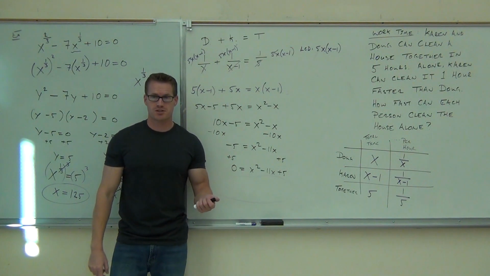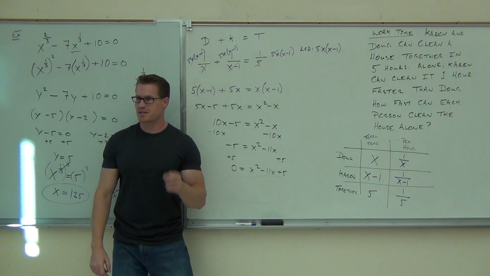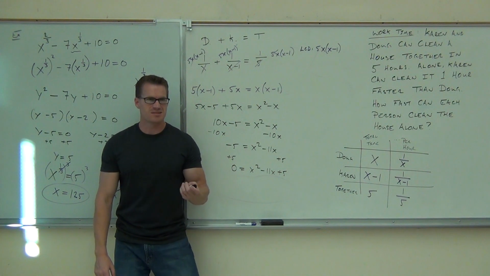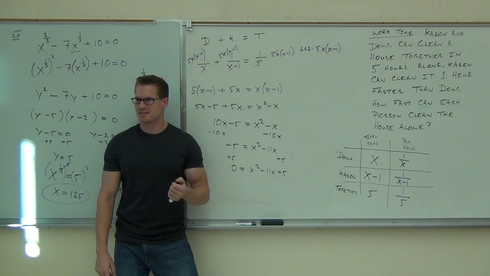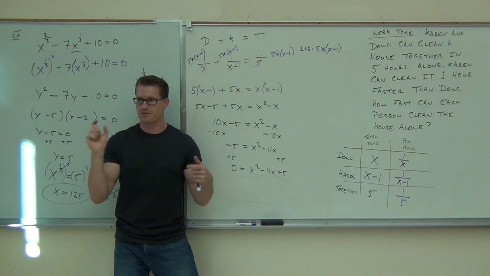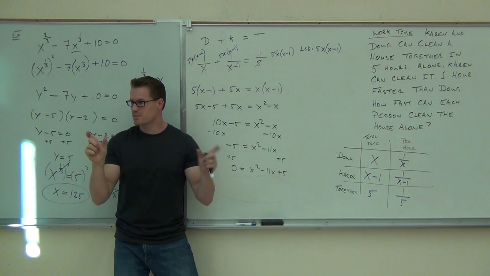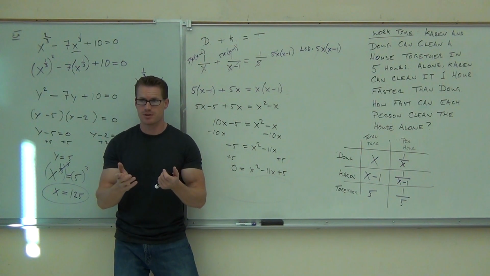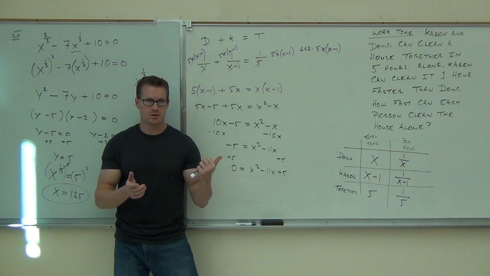What should you try to do first? How much time should you spend on it? About 10 seconds. If you can't factor it in 10 seconds, you probably can't factor it. Can you factor it? Now, how about the negative 11 and 5? The only way you're getting positive 5 is 5 times 1 or negative 5 times negative 1. Neither of those add up to negative 11. So what are you going to use here?